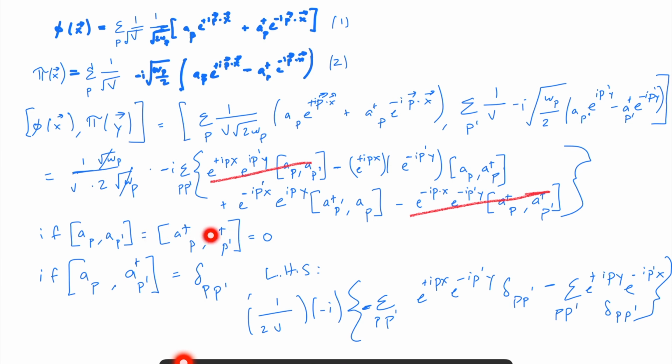Well, if these things are true, then obviously this term will equal 0 because this is equal to 0, and this term will also equal 0, so I can cross them out. And then I'm left with just these two terms.